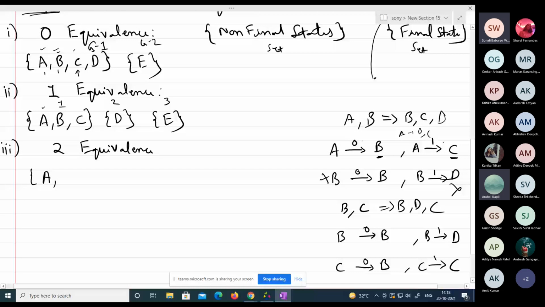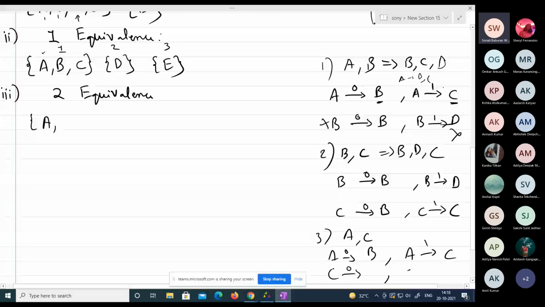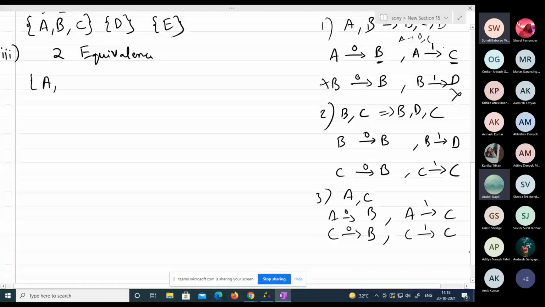Now I have another pair, AC. If you just check for AC, we'll see that they belong in the same group. Let's see for AC also now. What happens here? A on 0 gives me B, A on 1 gives me C. Similarly, C on 0 will give me what? B. And C on 1 is giving me C. So what's happening over here? Now tell me what should be included? That means A and C belong together. So A and C will be in one set. Very good.